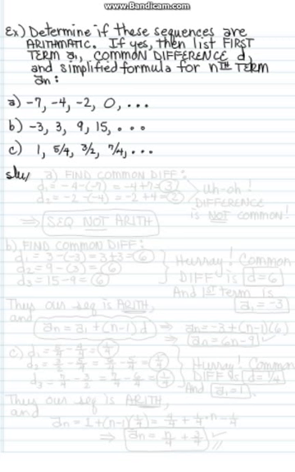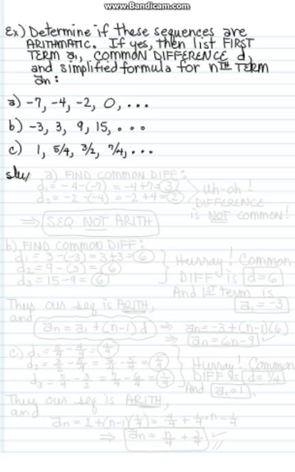Determine if these sequences are arithmetic. If yes, then list the first term a sub 1, the common difference d, and the simplified formula for the nth term a sub n. The sequences we're going to work with are part A: -7, -4, -2, 0; part B: -3, 3, 9, 15; and part C: 1, 5/4, 3/2, 7/4.